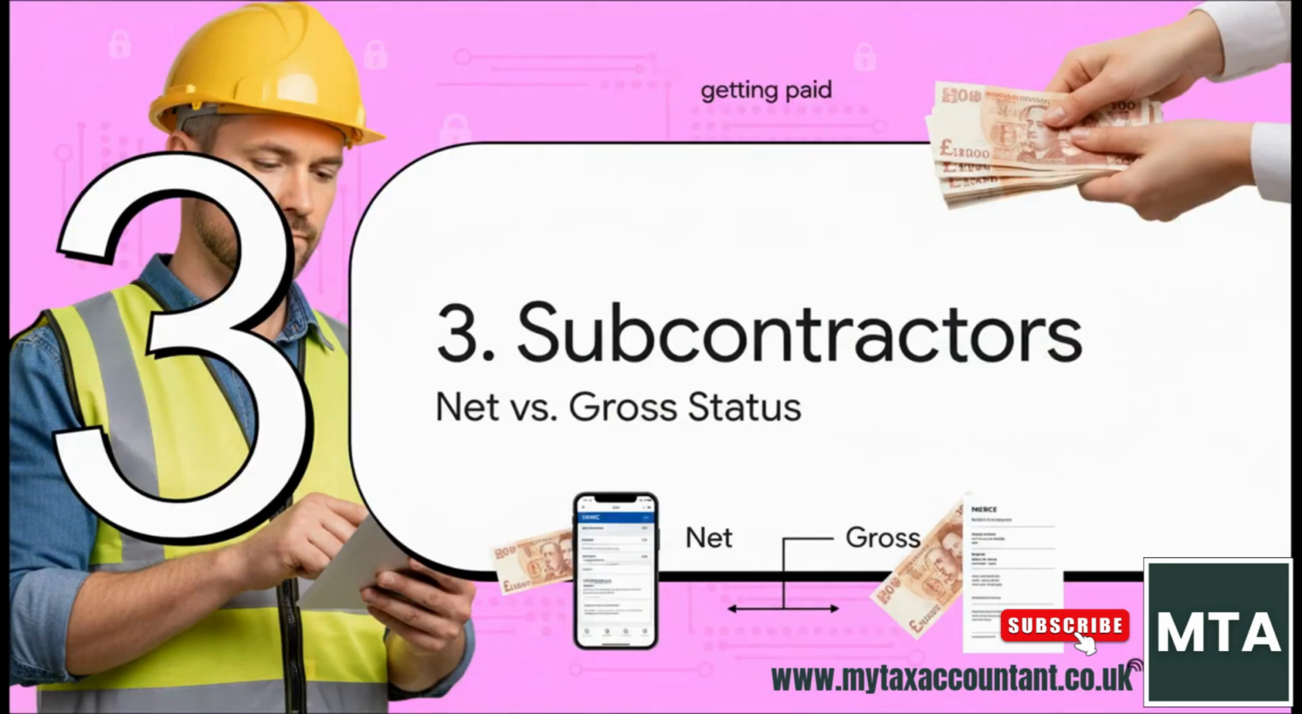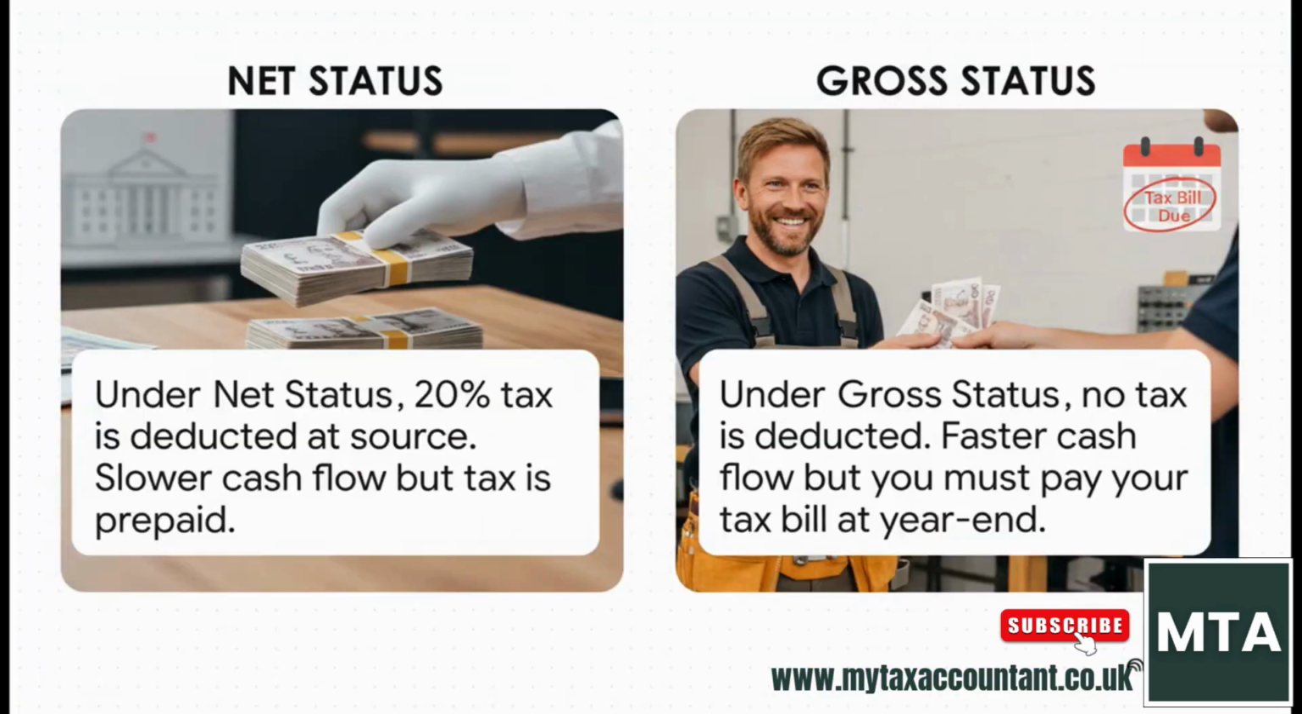All right, so we've covered the contractor's duties. Now let's flip the coin and look at this from the subcontractor's point of view. If you're the one on the tools, the one getting paid, you've basically got two options for how you're treated: net status or gross status. Now this is a really big deal for subcontractors because it directly impacts your cash flow. Under the standard net status, the contractor takes 20% tax off your labor payments. Now that can be helpful if you like to pay your tax as you go, but it definitely slows down the cash coming into your bank.